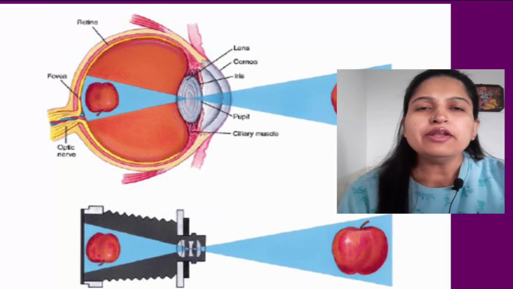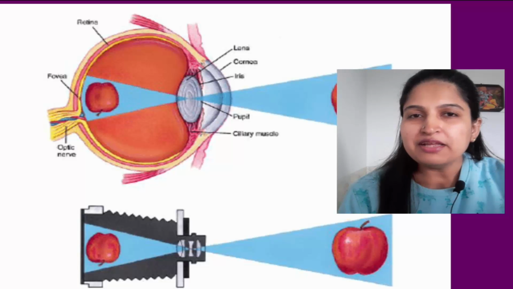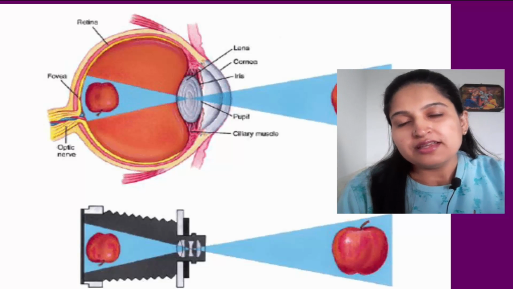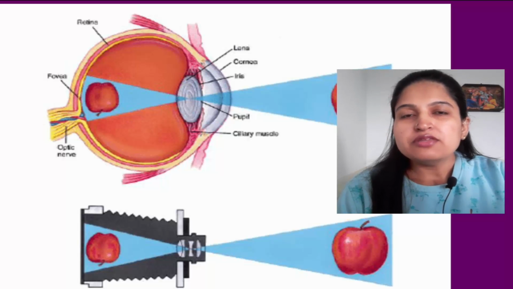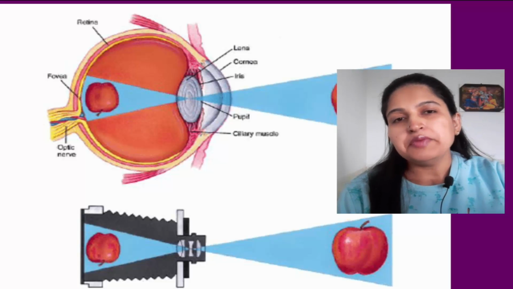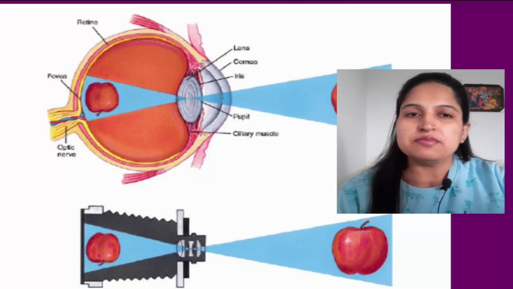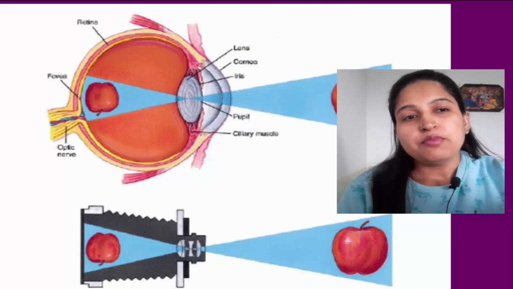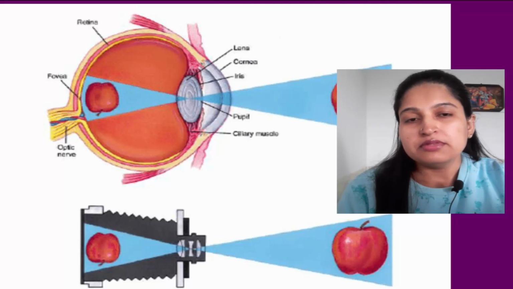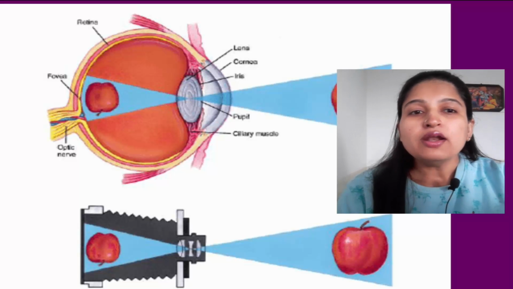But we don't really see an inverted image. We all see the image naturally as it exists. If an inverted image is forming at the retina or in the camera, we should be able to see that, but we don't see an inverted image. How is that possible? Because the lens in both an eye and a camera is convex, that is, thick at the center.